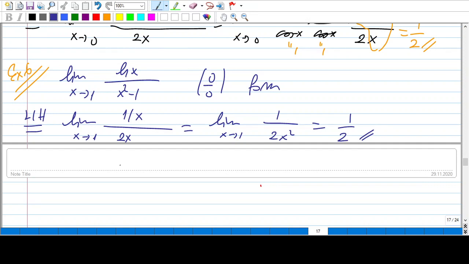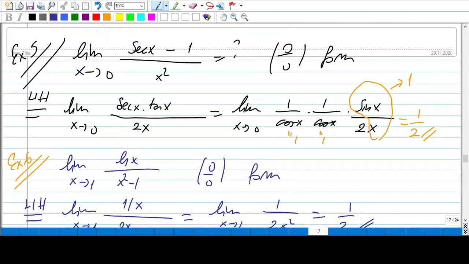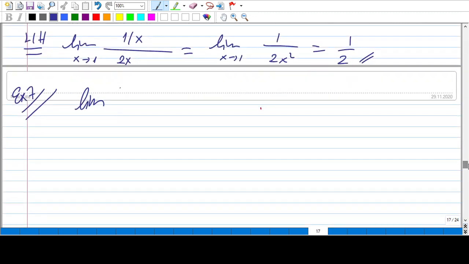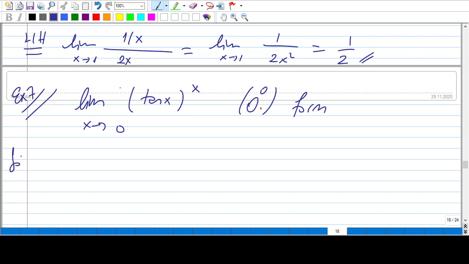Okay, maybe we can do that one. Example number 7: limit as x goes to 0 of tangent x to the power x. We did a similar one, but we didn't do a 0 power 0 form. Tangent x at point 0 is 0, power 0, so this is 0 power 0 form. This is the first example of a 0 power 0 form.